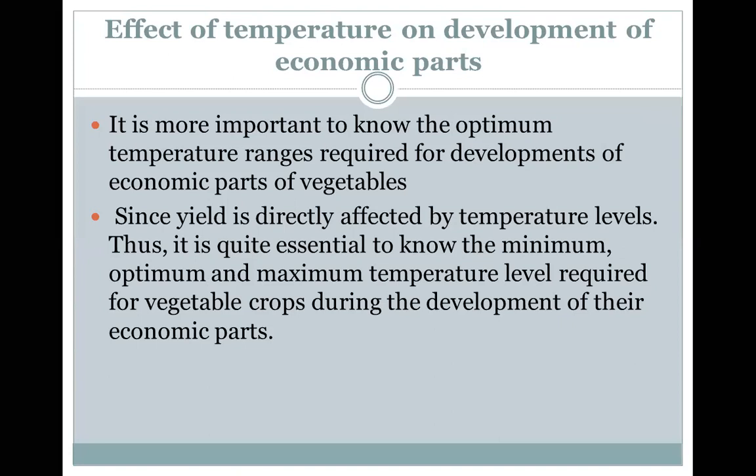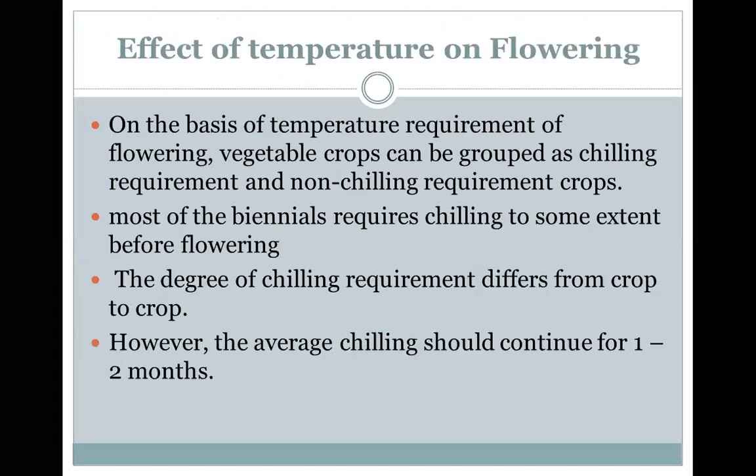Because yield is directly affected by the temperature levels, it is essential to know the minimum, optimum and maximum temperature level required for the vegetable crops during the development of their economic parts. Then effect of temperature on flowering. At the time of flowering, again, if the temperature is lower or higher than the optimum range, then flowering will not occur properly, or flowers will shed. So the range at the time of flowering should be known.